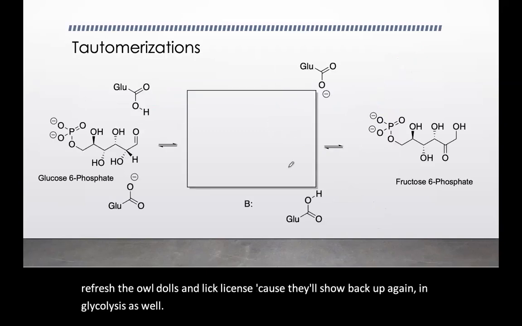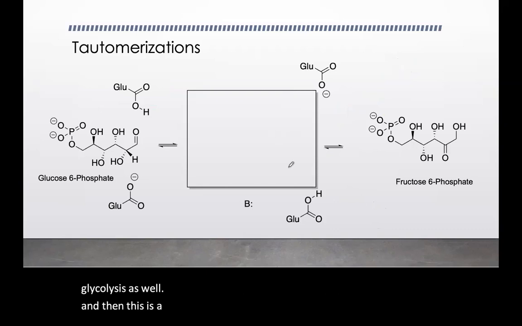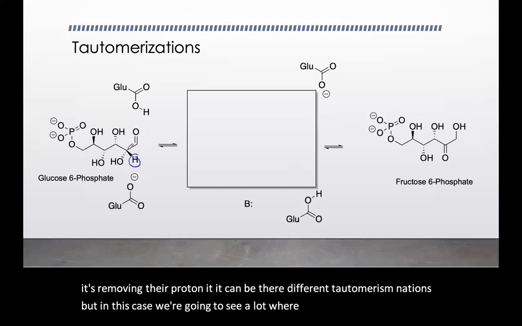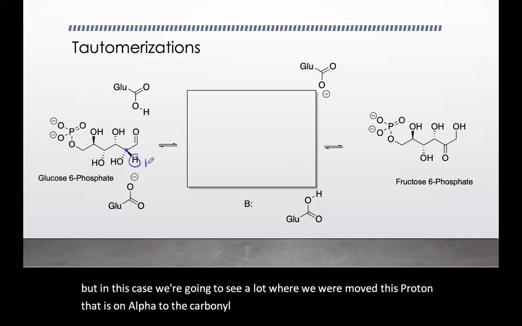And then this is a tautomerization. So in fact, a tautomerization is, we just saw, removing a proton. There are different tautomerizations, but in this case, we're going to see a lot where we remove this proton that is on the alpha to the carbonyl.